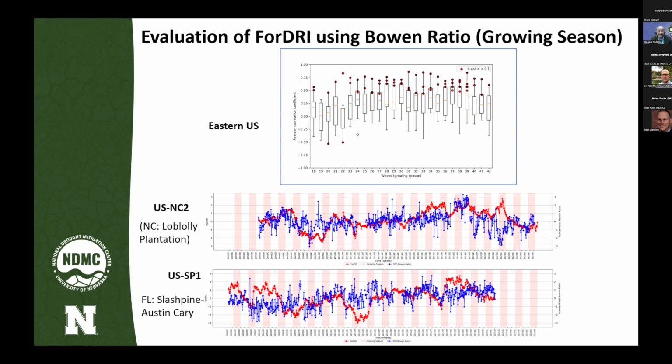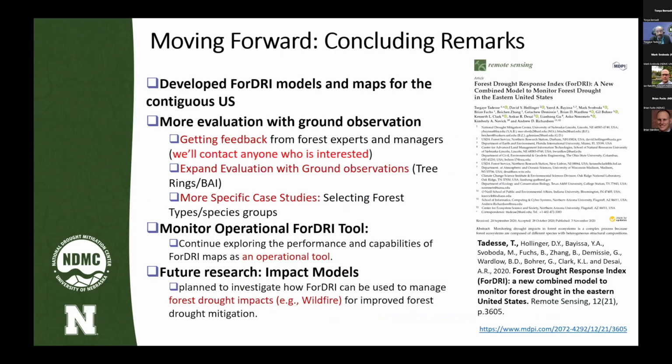The bottom two graphs are some examples of time series of the bowing ratio and ForDRI from 2003 to 2020. The rose color bars show the growing season. As you can see, the relationships are not perfect, but reasonably encouraging for these sites. Again, further specific studies or investigations are needed.